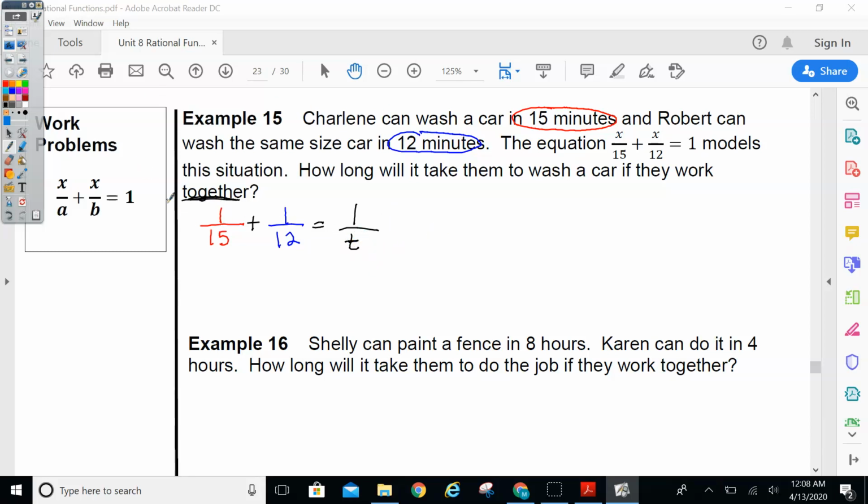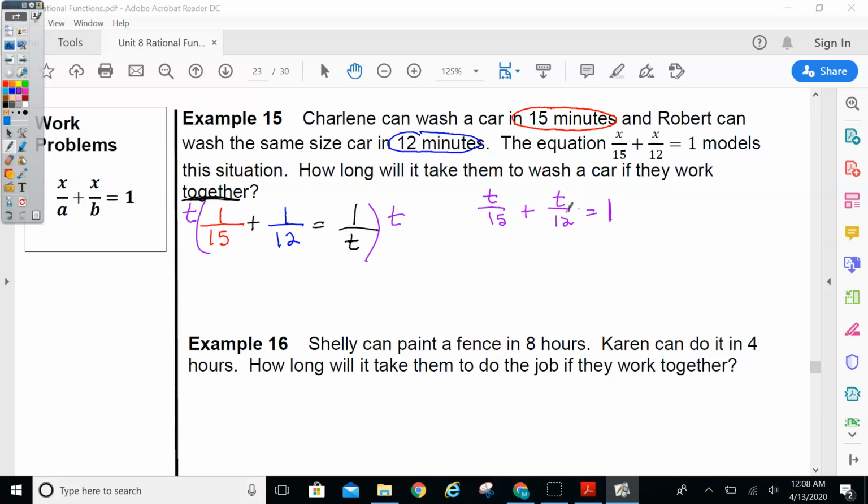And then to get the t out of the denominator, all we're doing is multiplying everything by t. Both sides by t, and we get t over 15, or x over 15, plus x over t over 12 equals t over t, which is just 1. That's where this is coming from. I mean, you can just set it up like this. You don't have to do it this way. This is just where those fractions are coming from.